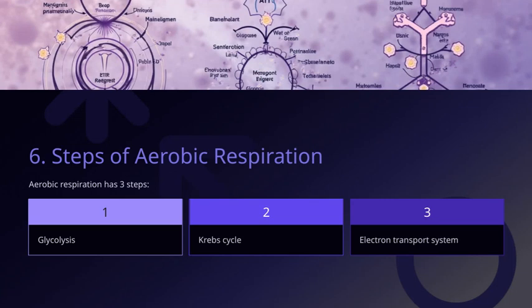All right, now let's take a closer look at the steps of aerobic respiration. As you can see on the slide, it consists of 3 main stages. First, we have glycolysis, which occurs in the cytoplasm and breaks down glucose into pyruvate. This process produces a small amount of energy in the form of ATP and NADH.